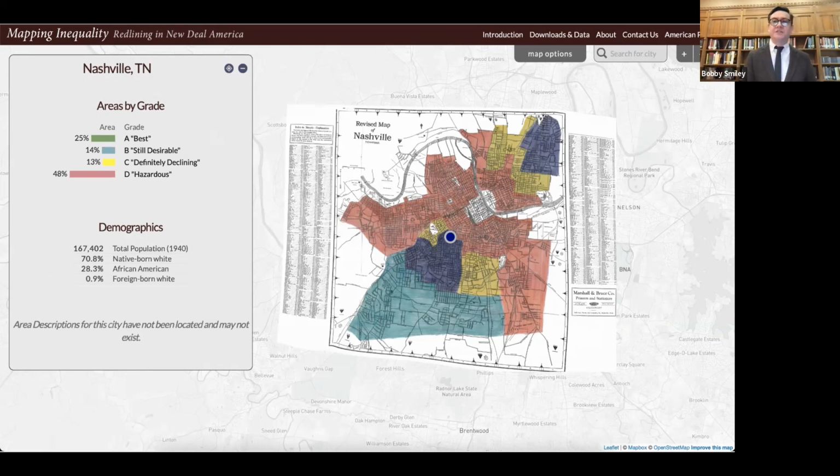And its mission was to provide low or no interest access to mortgage loans for credit-worthy folks. And the way in which credit worthiness and the value of homes, or where you could purchase homes, was determined was indexed to this color grade, the A through D grade.